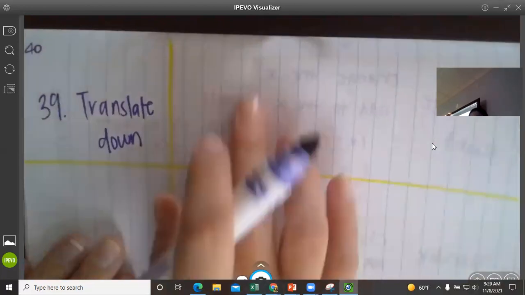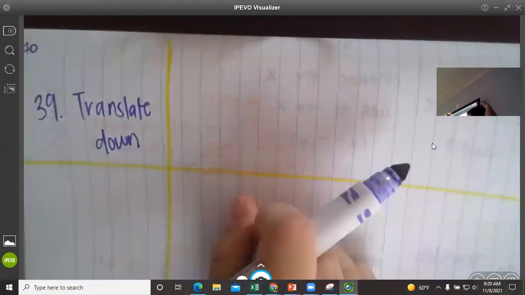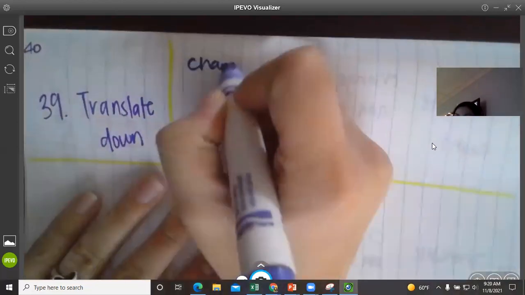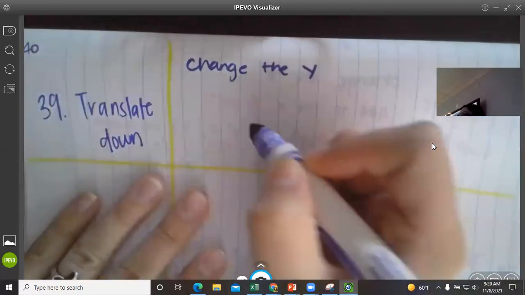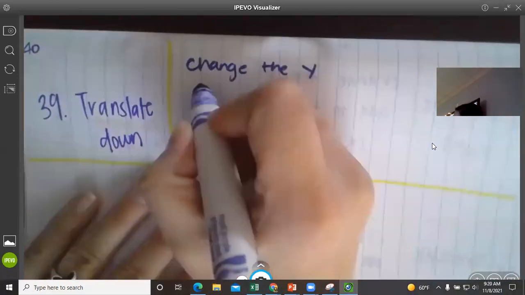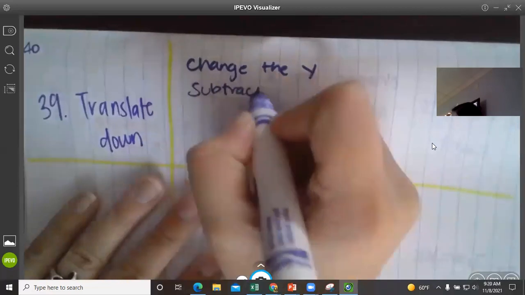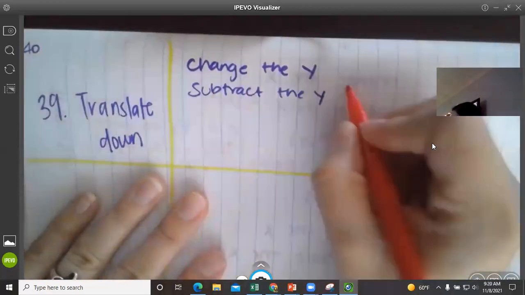When I translate up and down, do you think that's changing the X or the Y? Why? Good job, yeah, it's the opposite of the other one. The Y is the second number. When I go down, do you think that's plus or minus? Minus. Yeah, down and left is minus.